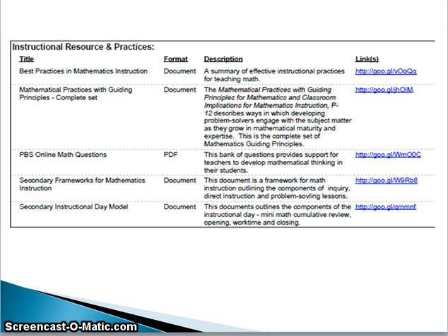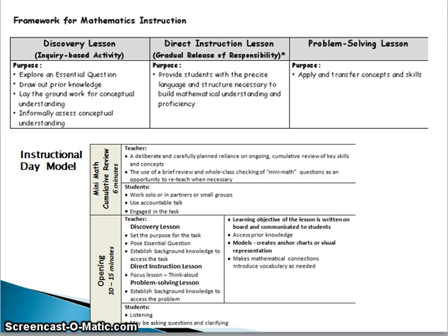The second category in Stage 3, Instructional Resources and Practices, provides materials which support the design of effective math instruction in any unit. The best practices are 10 classroom practices such as small group instruction and focusing on meaning, which provide guidelines for effective classroom instruction. Also included is a complete set of the 8 mathematical practices that have been divided up between the units of study. The PBS online questions help teachers check student progress and promote problem solving and reasoning in classrooms.